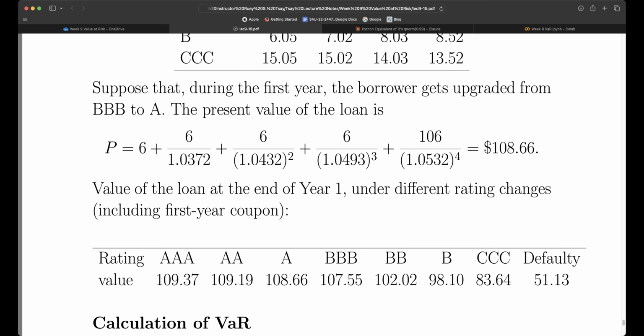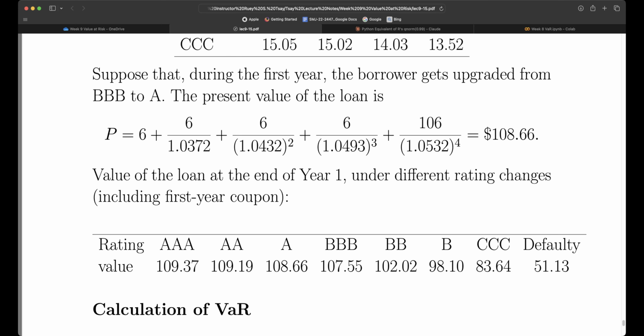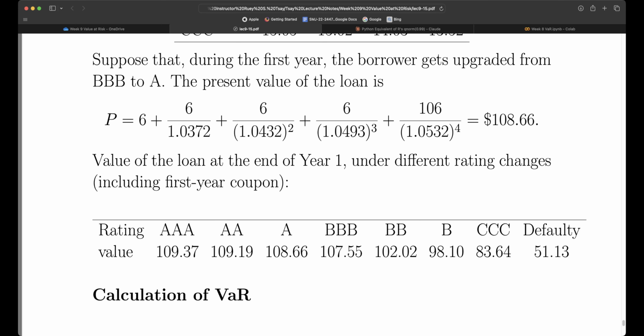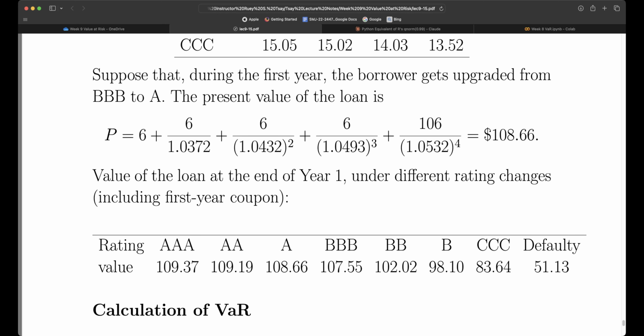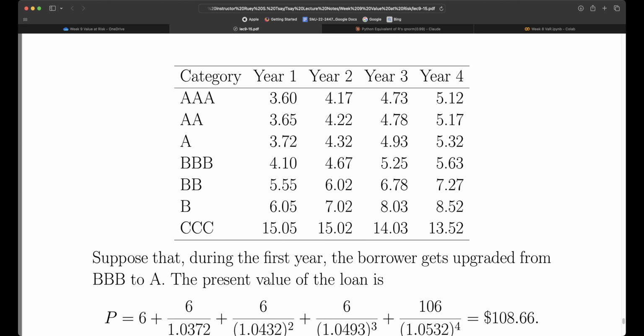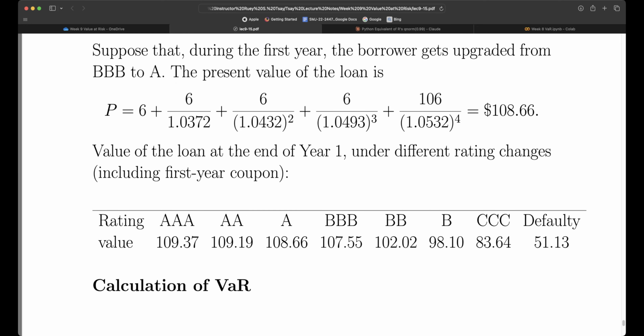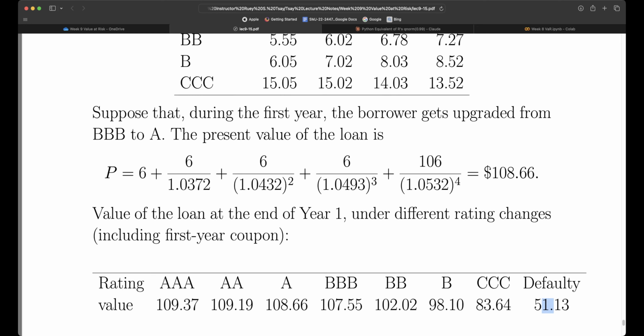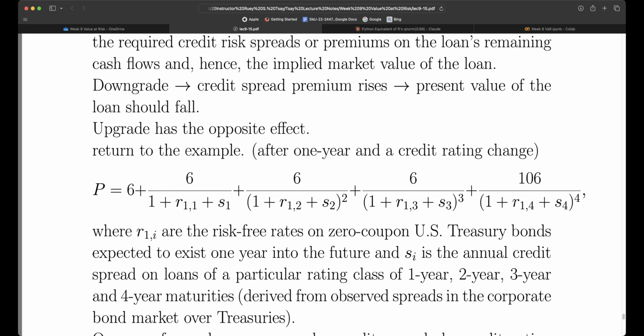So we can calculate the value for each rating, such that when it is upgraded to triple A, it is highest. For A, we have this one. So by plugging in each number over here, we can get it. For default, we have this one. This is for default. We have information about default over here.